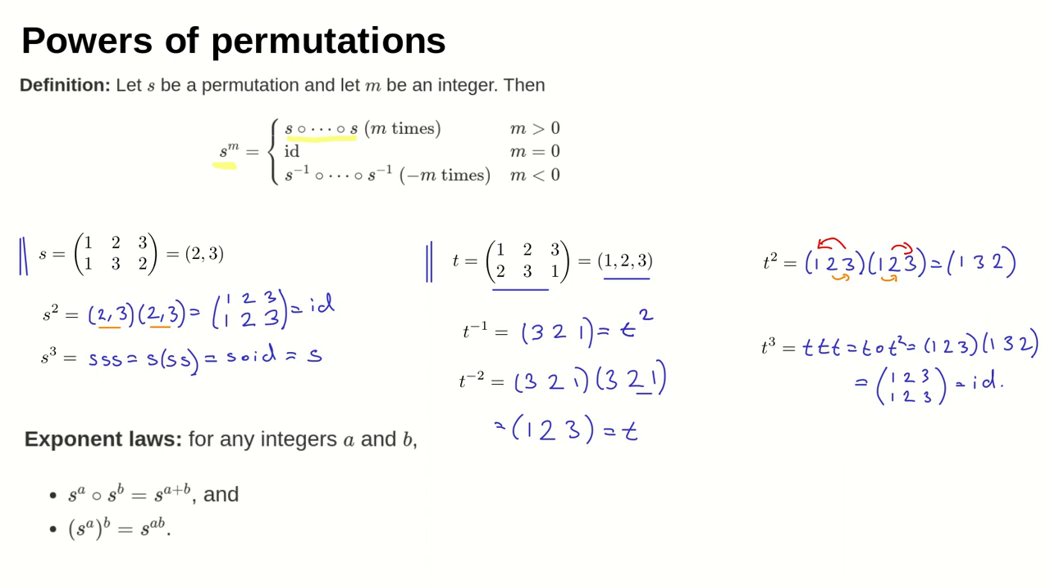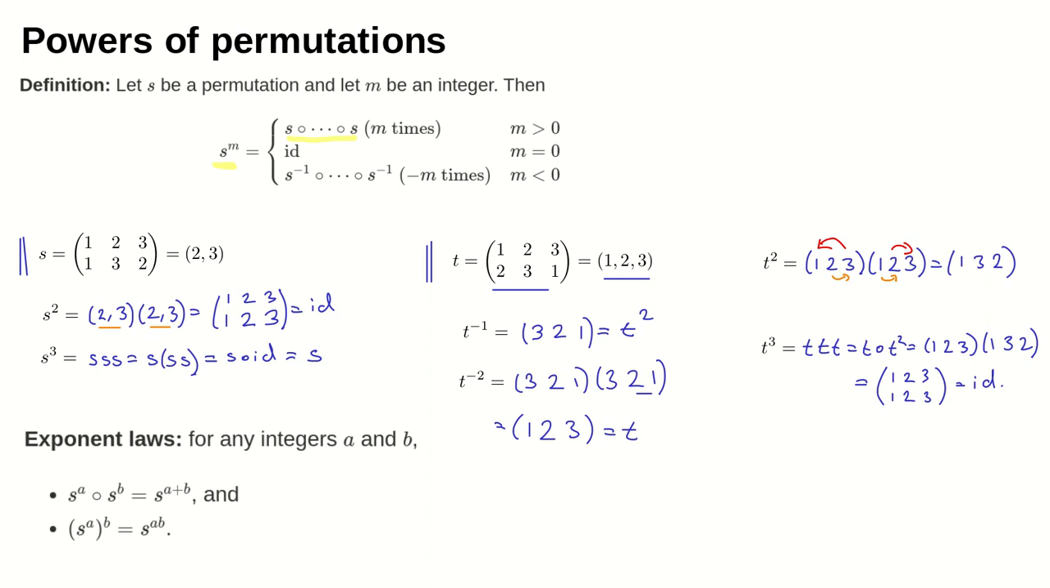So again, you've got this repeating pattern, this time repeating forward and backwards. If we take positive powers of t, we get t squared, and then t cubed is the identity, so t to the 4 will be t, t to the 5 will be t squared, t to the 6 will be the identity, t to the 7 will be t, and so on. And we get the same kind of repeating pattern looking at negative powers as well. So t to the minus 1 is t squared, t to the minus 3 will be the identity, t to the minus 4 will be t squared again, and so on.